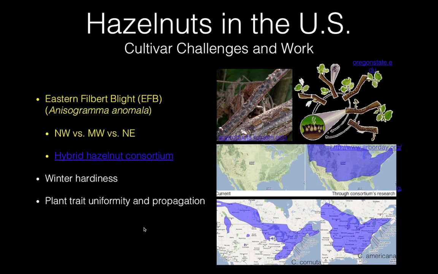In addition to that, we also have greater issues regarding winter hardiness. As we can see in the lower picture here, these are two hazelnut species that are native to North America. On the left is cornuta, and on the right is Americana. And this is where breeders are sourcing some of the traits that they need to expand production to this part of the country. The challenge is that both of these traits, EFB resistance and winter hardiness, are somewhat complex and take time to incorporate into the presently commercially viable cultivars of the Northwest.